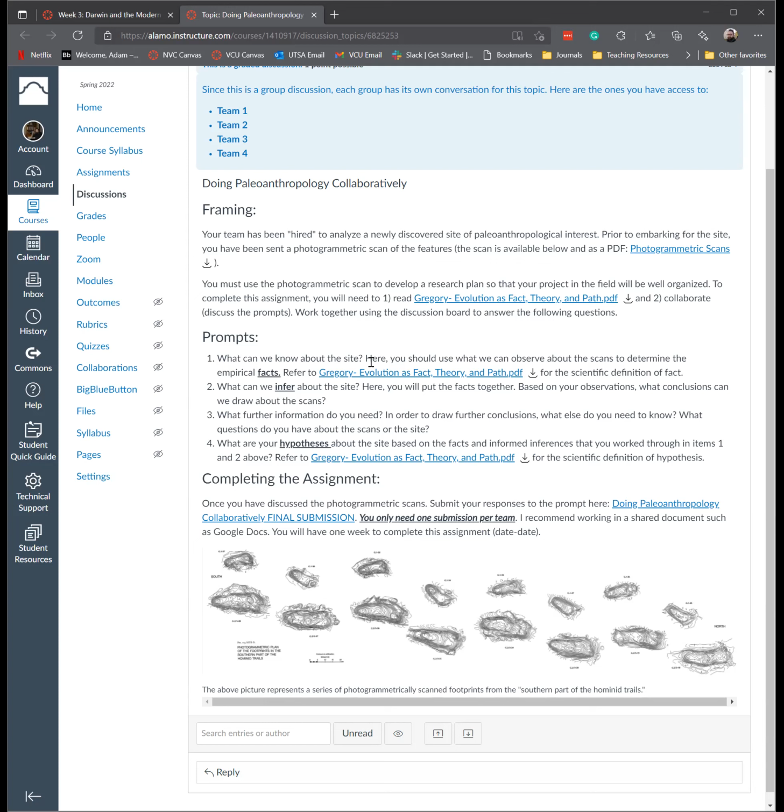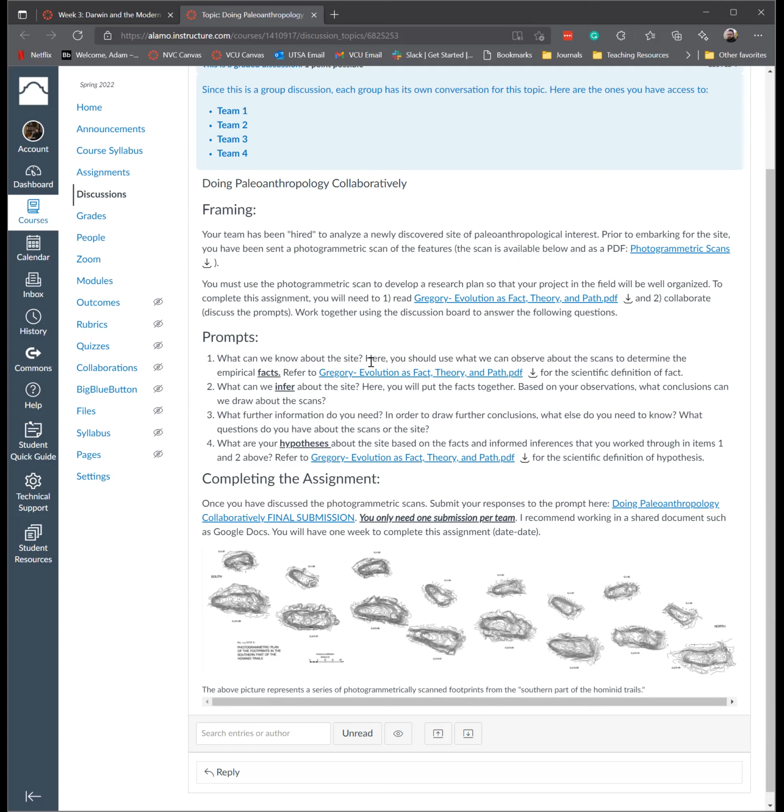The first question is, when you're looking at these scans, what are the facts? What can we know about the scans? Don't make any inferences here. Just what are some of the things that we can know about the scans through empirical observation? From those facts, what inferences can we make? We put these facts together and draw some initial conclusions about them.